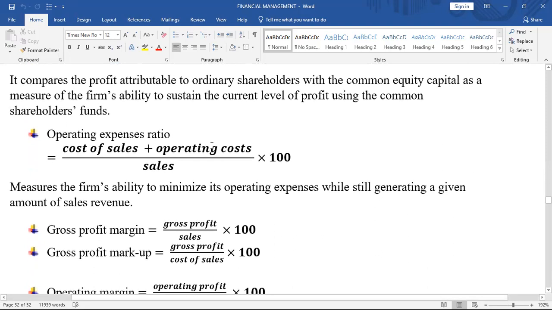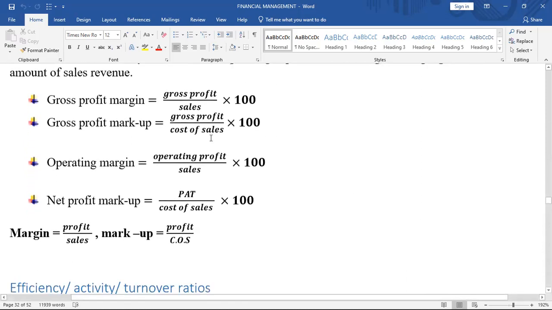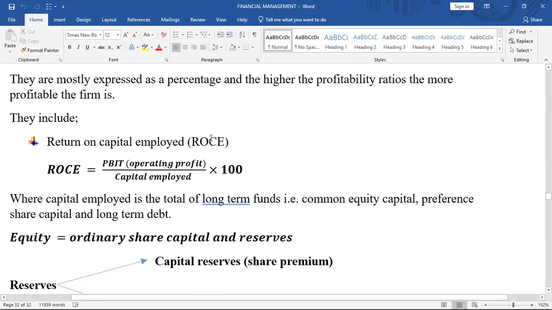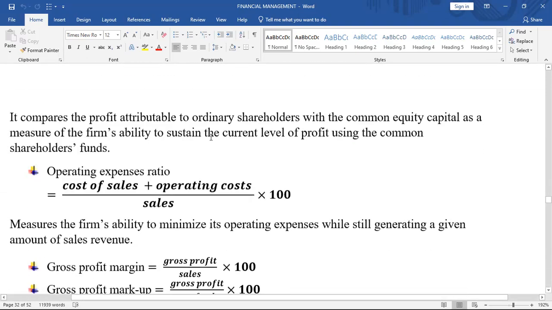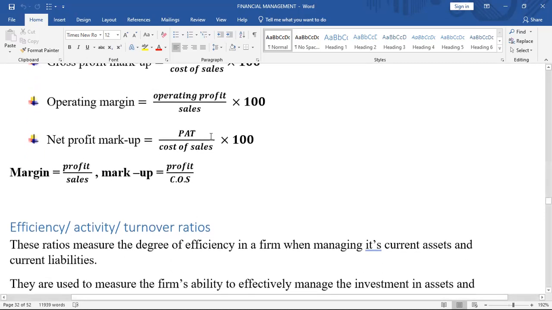We also have the operating expense ratio, where we combine our operating cost together with the cost of sales, divide by the sales, and multiply by 100%. This basically measures the firm's ability to minimize operating expenses while still generating a given amount of sales revenue. This one, the profitability, is the most tested. You will see that these ratios are commonly asked when questions on ratios are being tested. So it's very important to be keen on that.